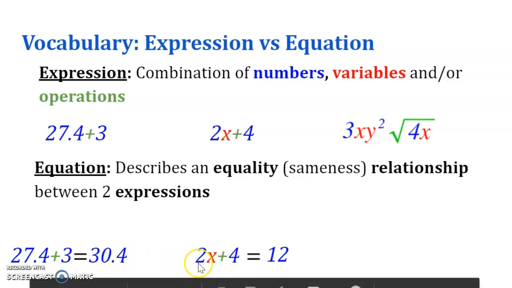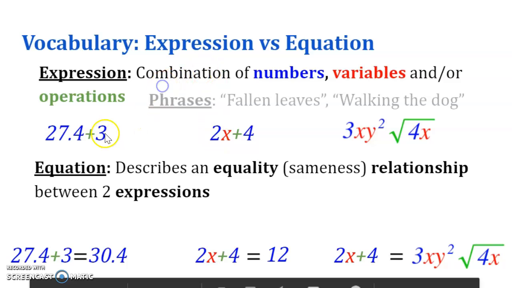So where we left off, we've said that 2x plus 4 is equal to 12 is an equation. You can also have an expression being equal to something, a very complicated expression here. Okay, so here it was equal to another expression or another number, but this time it's equal to another expression. That means you're just saying that 2x plus 4 is equal in value to 3xy squared square root of 4x. Okay, so that's all you're saying.